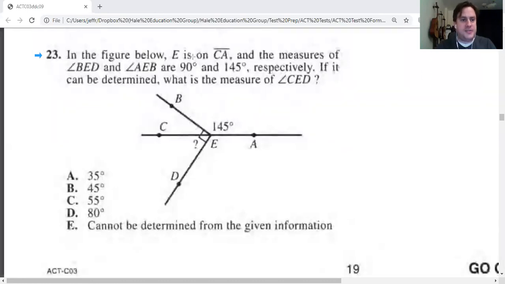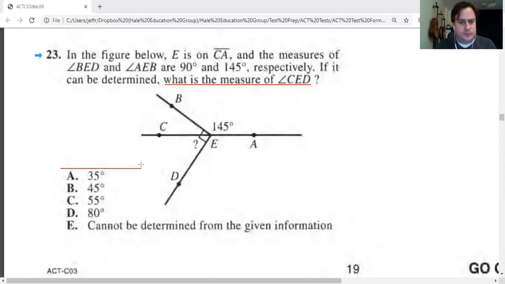All right, now the question reads, in the figure below, E is on CA, and the measures of angle BED and angle AEB are 90 degrees and 45 degrees respectively. If it can be determined, what is the measure of angle CED? Now, when a question asks you for a very specific answer, like what is the measure of this angle, or what is X, or what is the solution to this equation, then we can use the strategy of working backwards.